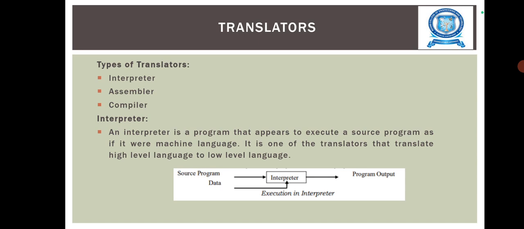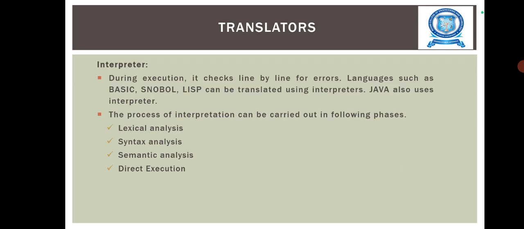It is one of the translators that translate high-level language to low-level language. During the execution, it checks line by line for errors. Languages such as BASIC, SNOBOL, Lisp can be translated using interpreters. Java also uses an interpreter. The process of interpretation can be carried out in the following phases: lexical analysis, syntax analysis, semantic analysis, direct execution.